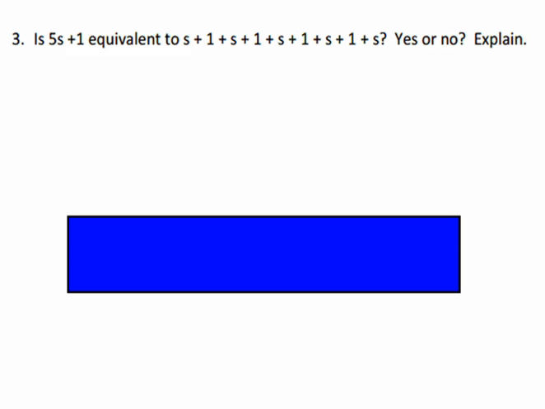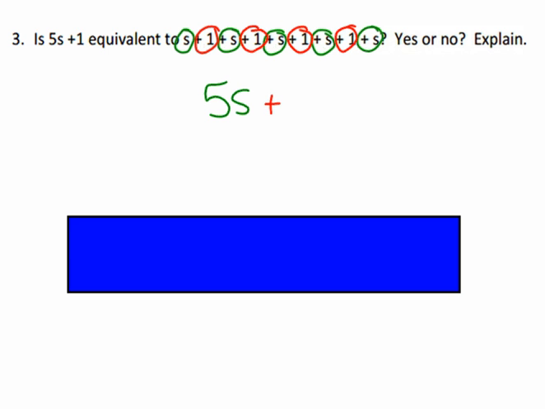Number 3, is 5s plus 1 equivalent to s plus 1 plus s plus 1 plus s plus 1 plus s plus 1 plus s? Yes or no, and why? So when I simplify, I'm going to combine like terms. So I have 1, 2, 3, 4, 5 s's. So in green, 5s. And in red, I have 1, 2, 3, 4. So 5s plus 4.